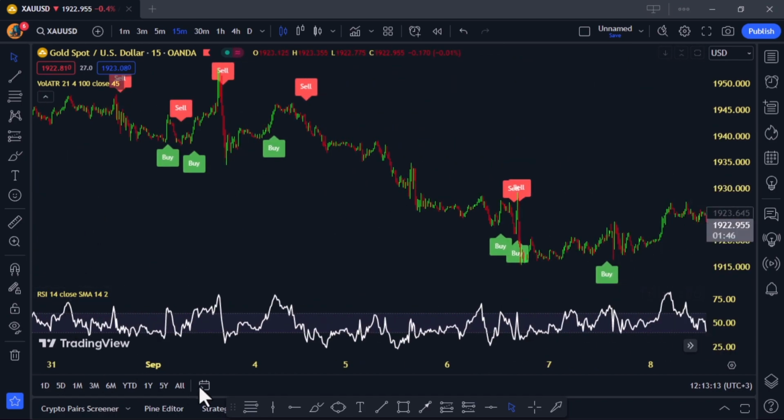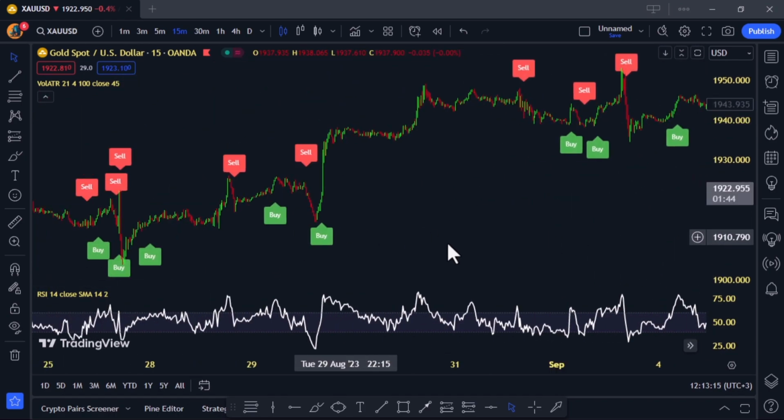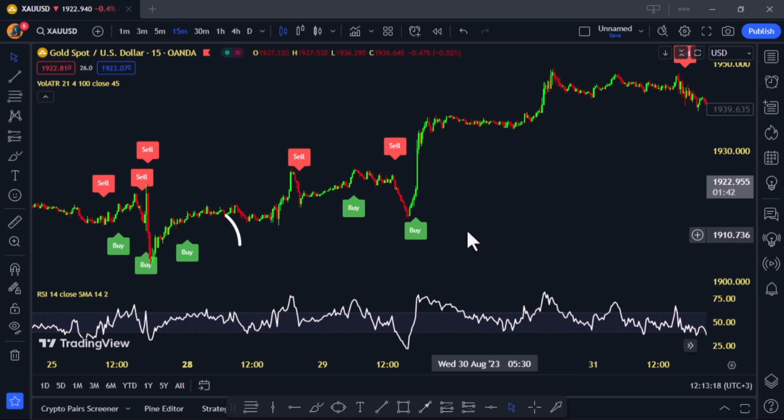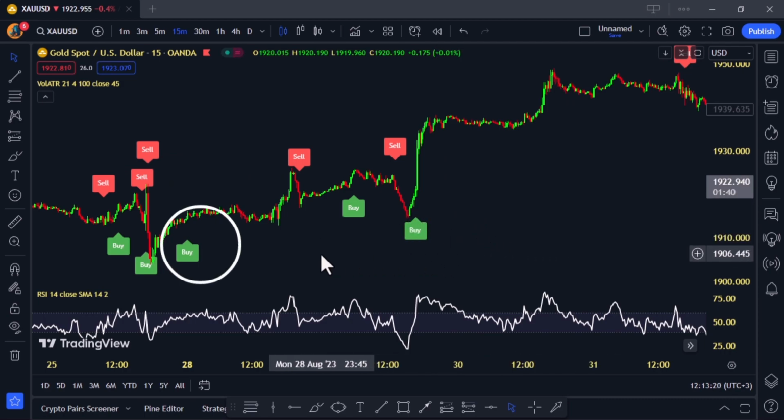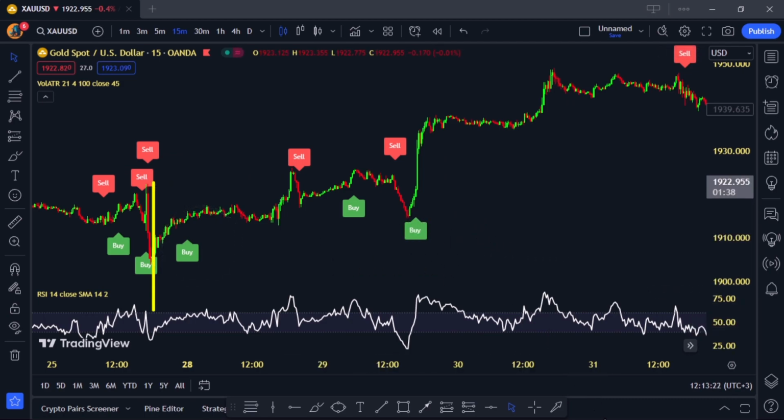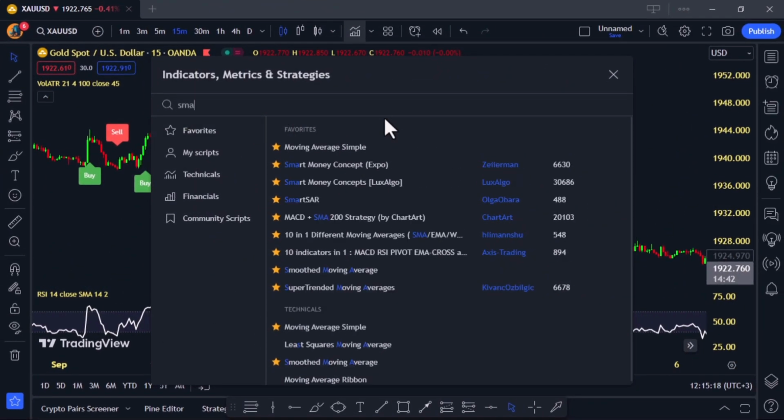If you see a bullish signal on the chart, but the RSI is below 60, that's not a valid signal, as the market might just move sideways, as we can see in this example. Let's move on to the next filter, the Simple Moving Average or SMA indicator.